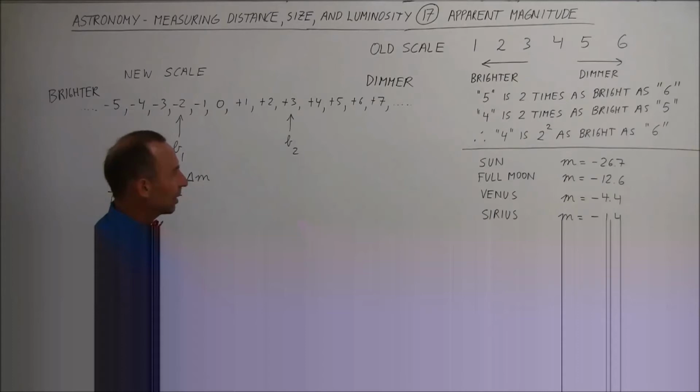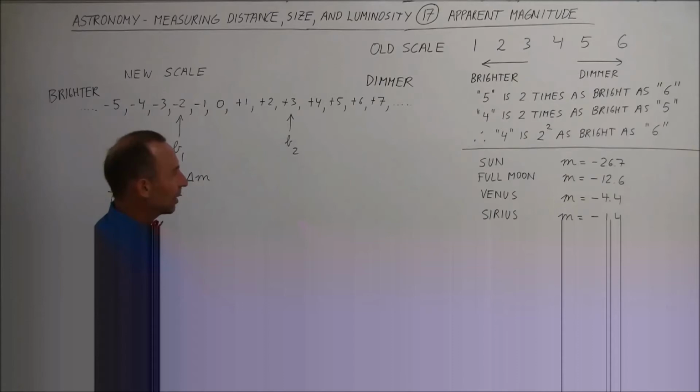So the ratio, B3 divided by B4, is equal to 2.512 raised to the difference in the magnitudes. In this case, the difference between these two magnitudes is 4 minus 1, which is 3. So we have 2.512 to the 3rd power. Then, of course, you need your calculator. So 2.512 raised to the 3rd power is 15.9, or about 16. That means this star, star 3, is 16 times as bright as star 4. And that's how we use the magnitude scales.